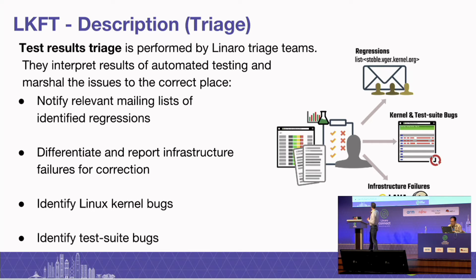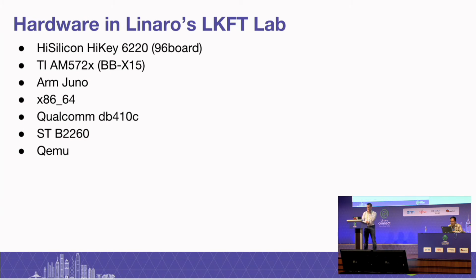The default for the LTS project is we send the results to the stable mailing list. For Android Common Kernel, we send them to an internal mailing list where they're curated by the folks in LMG. For some of our landing teams, we send them to the landing teams directly. So the purpose of the curation, like I said, is to differentiate bugs, identify kernel bugs, identify test suite bugs, and send out those reports.